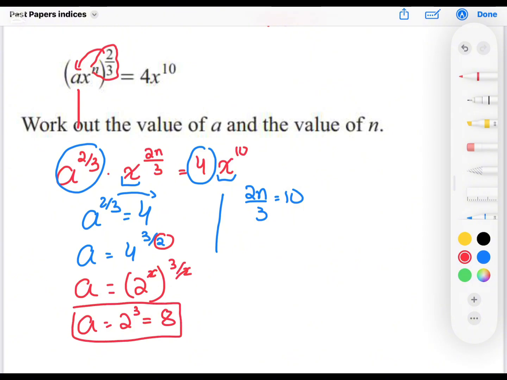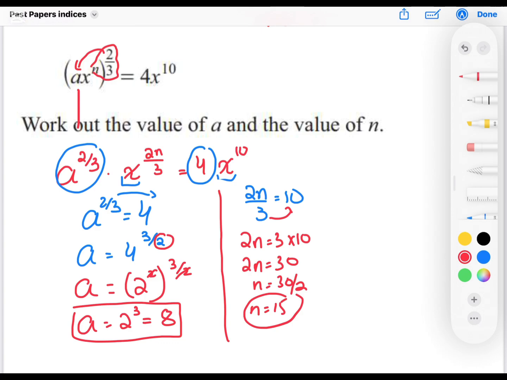Now coming back to the next thing that we need to find out, n. So how to find n? As I told you, both have the same bases, so the bases will be cancelled out and the power will become the base. So 2n divided by 3 is equal to 10. 3 will go to this side and multiply. 3 multiplied by 10 will become 30 and 2 will be divided. So 30 divided by 2 will be 15. So I hope everything is clear in this question.